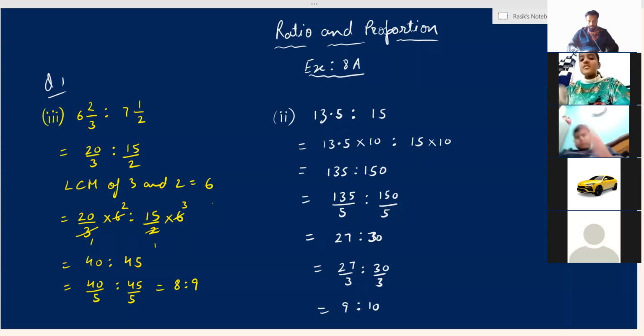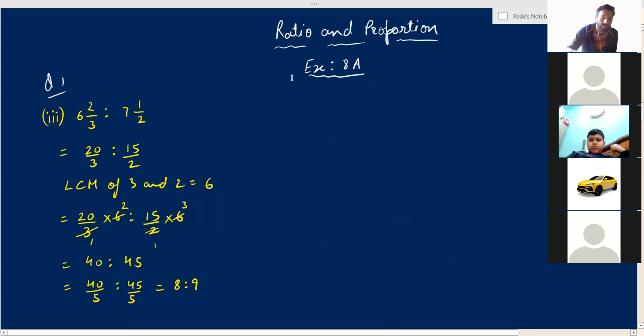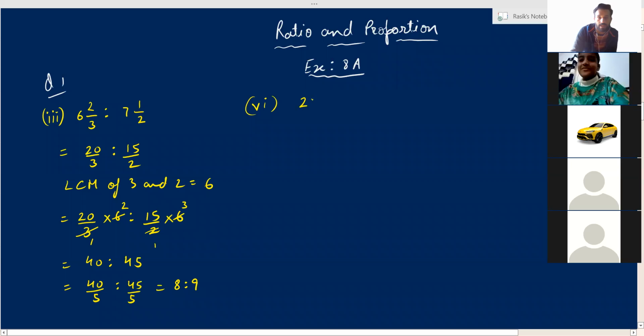So we are not doing the fourth one. Sir, in the fourth one, both the numerators are one. Sixth part. I hope everyone has done the third one in the copy. In the sixth part, there are three terms in the ratio. We can have three terms in a ratio, we can have four terms also. Sir, the answer is 5:13:40.